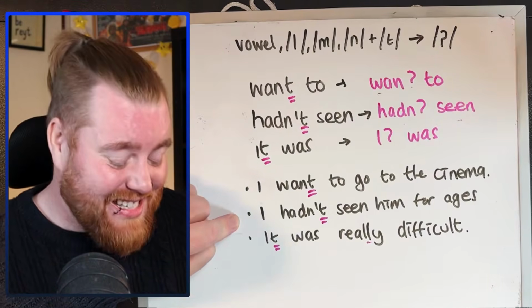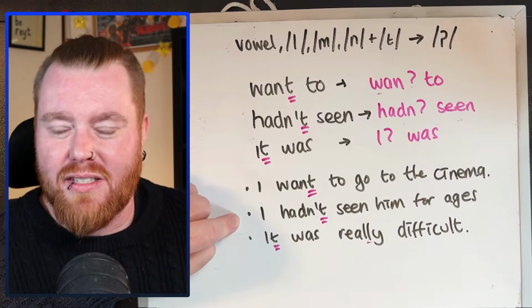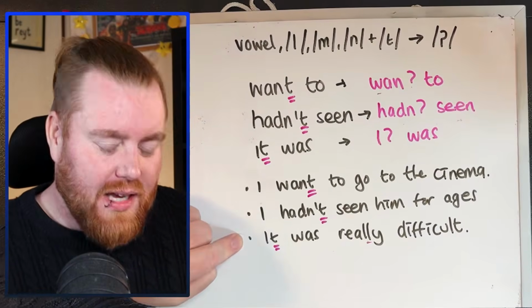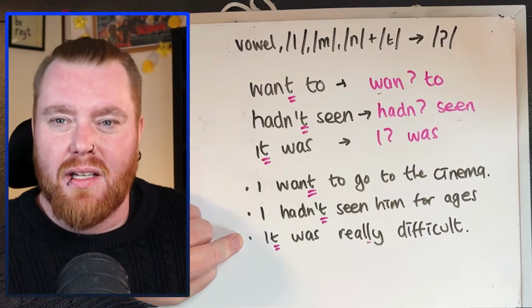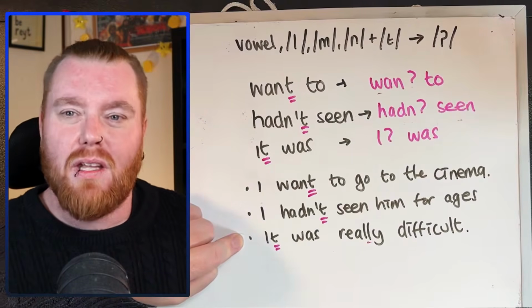I hadn't seen him for ages. I hadn't seen him for ages. It was really difficult. It was really difficult. So now you know the rules. Let's do a bit of practice.